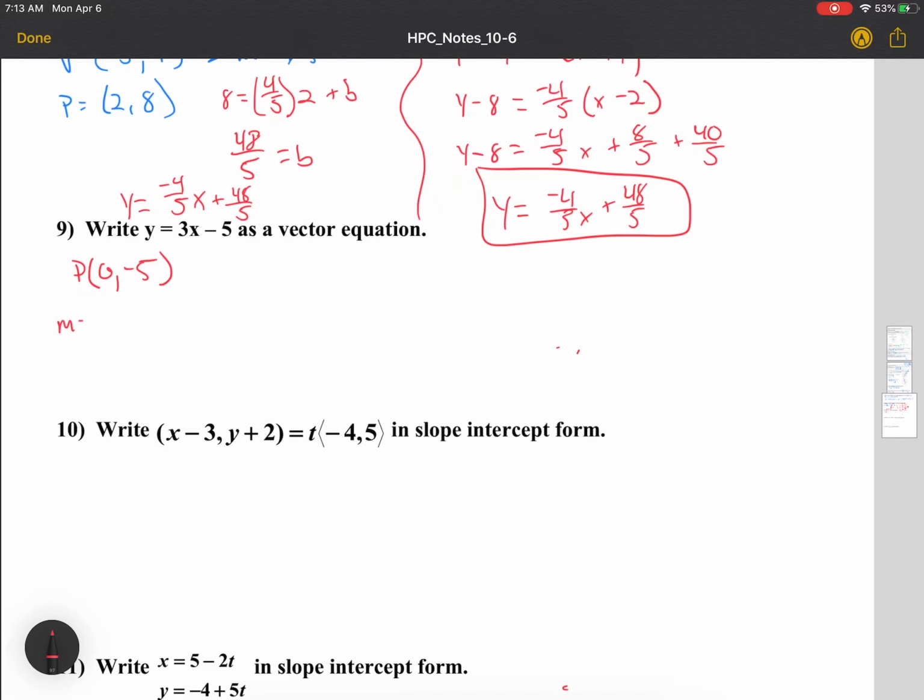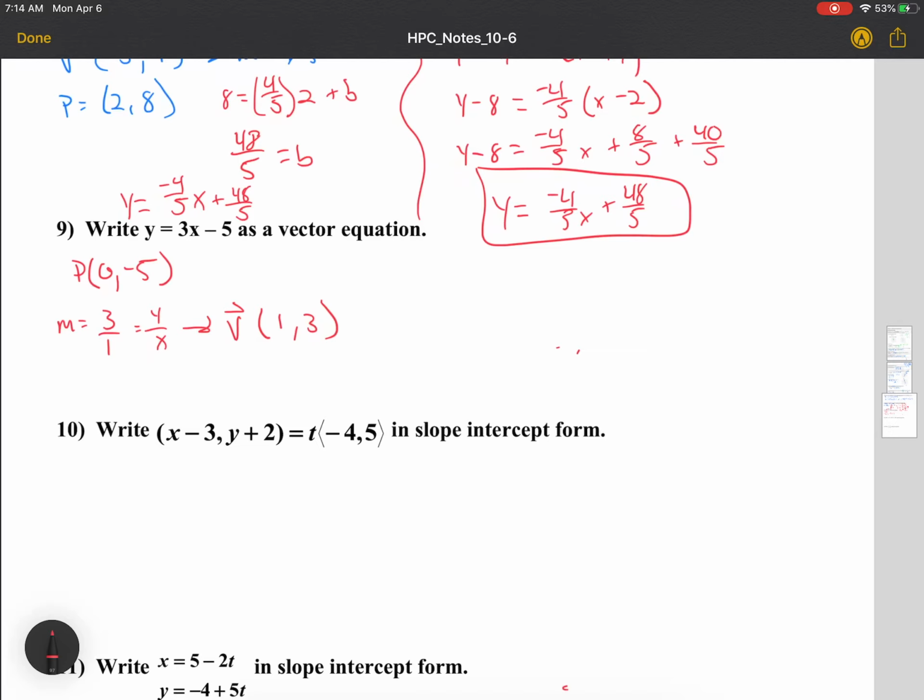All right, we know our slope is 3. But 3 is the same thing as 3 over 1, right? So that's our y over x. That can give us our vector. We can just go the opposite way, so our vector can be 1, 3. Hopefully you guys can see how I made that transition.